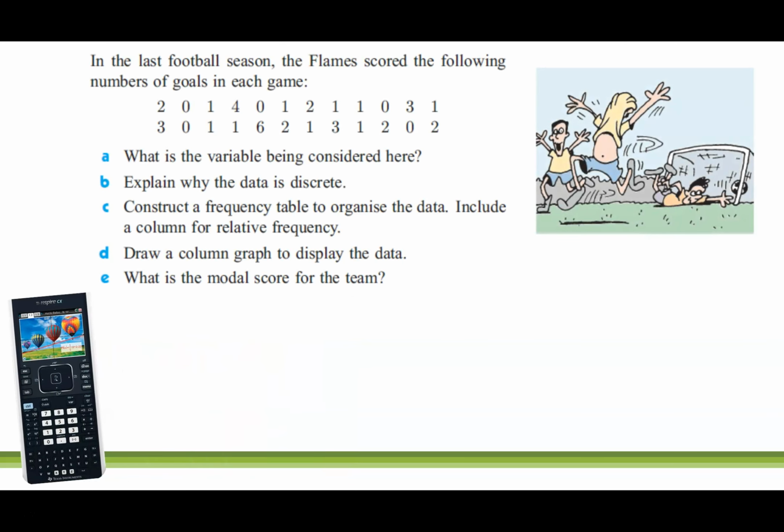Last football season, the Flames scored the following numbers of goals in each game. I can't even tell how many games. 2, 4, 6, 8, 10, something like that. Anyway, here we go. And there's a lot of zeros there. I see a lot of ones in there. What's the variable being considered here? That's the number of goals. Why is it discrete? Because they come in whole number packages. There's no such thing as half goals in football.